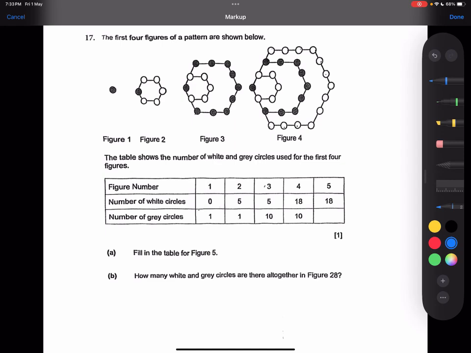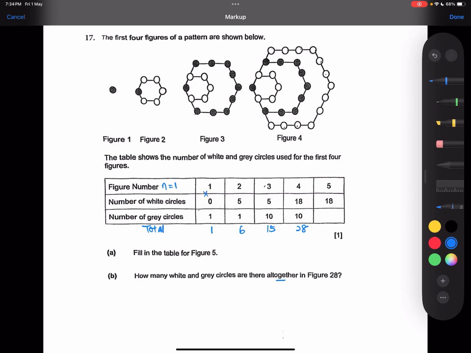Since we are looking for a total, let's put in a total row. 0 plus 1 is 1, 5 plus 1 is 6, 5 plus 10 is 15, 28. Let's call the figure number n. Now let's focus on the total line.